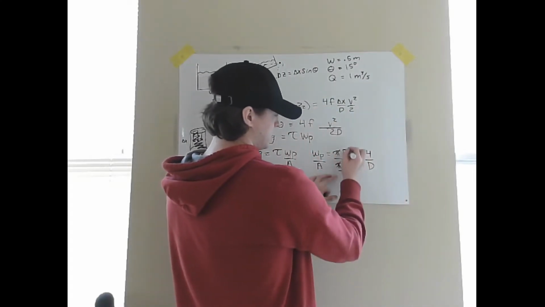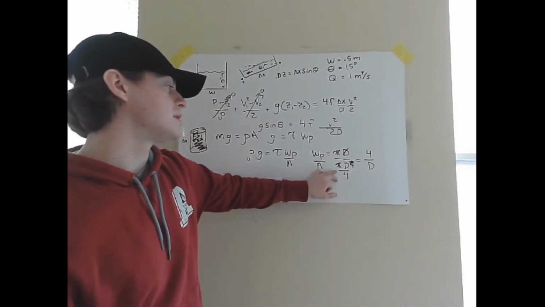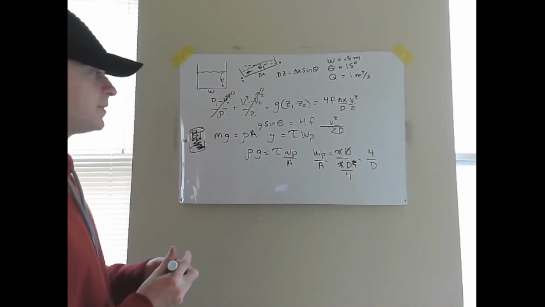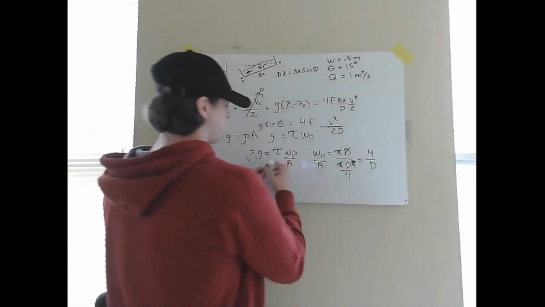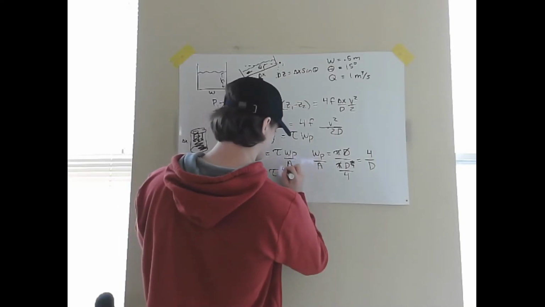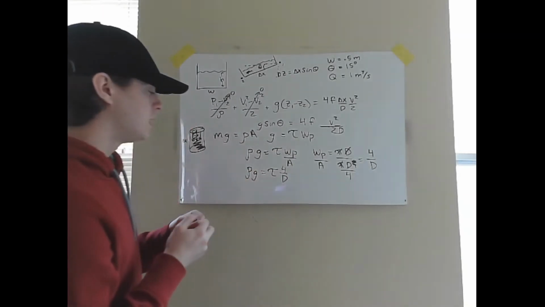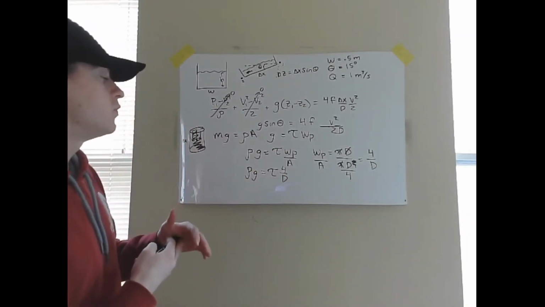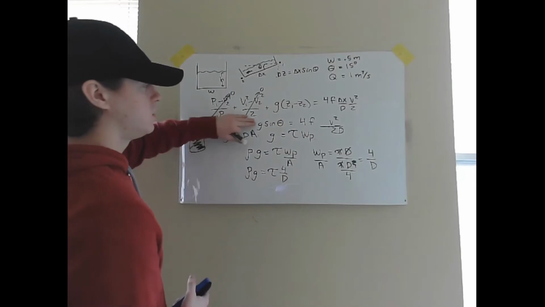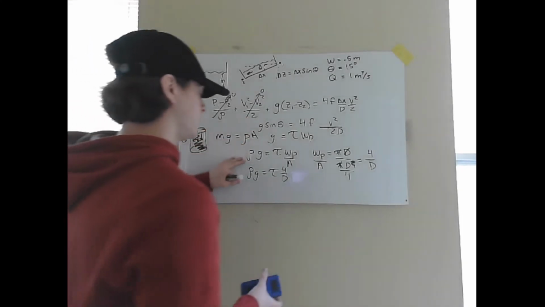The pi's cancel out, the diameter cancels out with one of the diameters in the denominator, and since this fraction's in the denominator, we just need to flip it. Now from here, I can go ahead and plug that expression in here. And then I'm actually going to go ahead and move rho to the other side of the equation, and then we'll be able to plug it back into our adjusted Bernoulli's equation that we created at the beginning of the problem and solve for the shear stress.